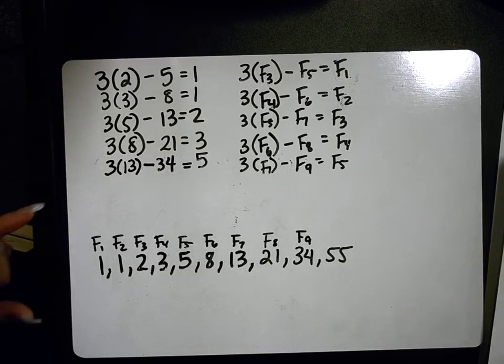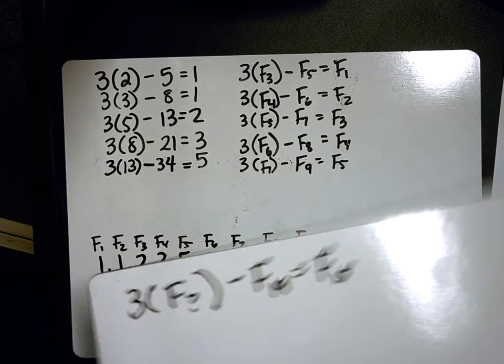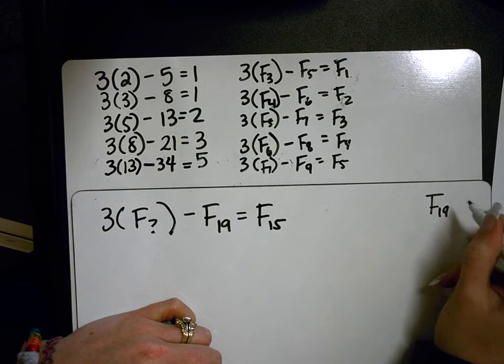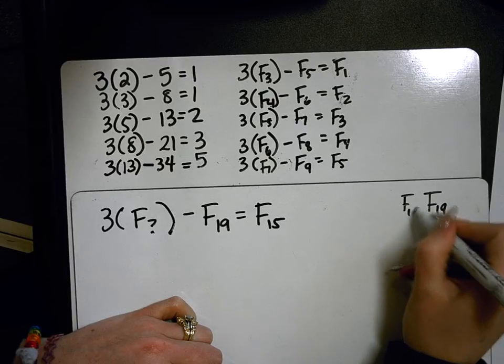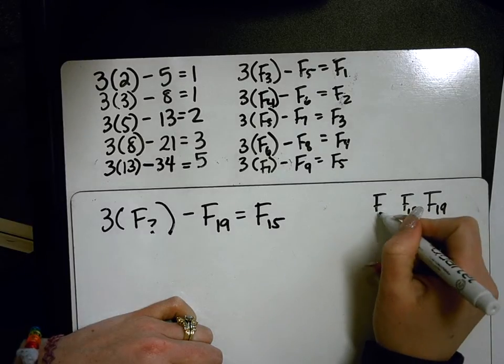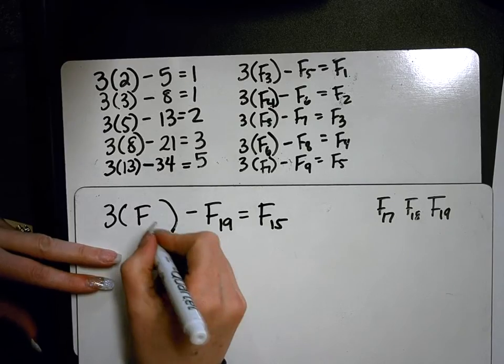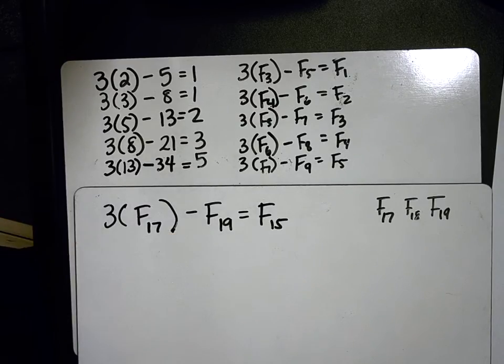So that's going to be true about F sub 19 as well. If I have F sub 19, 2 terms before would be F sub 18 and then F sub 17. So the symbolic notation that would go here would be F sub 17.